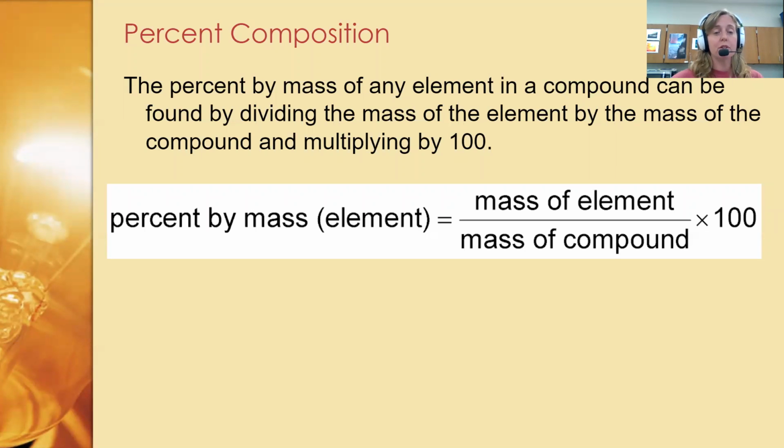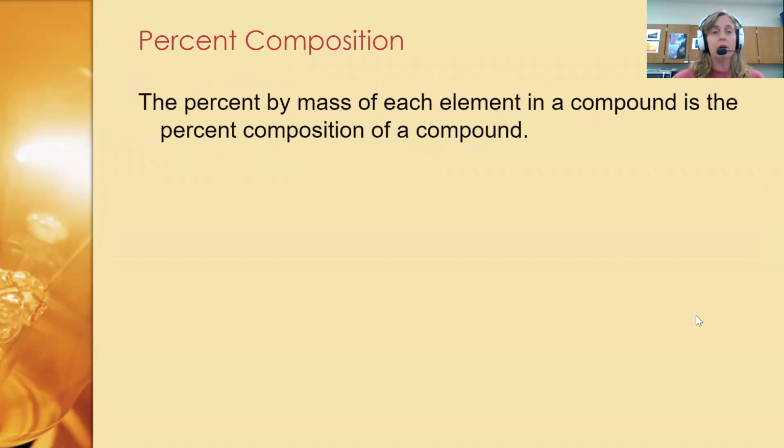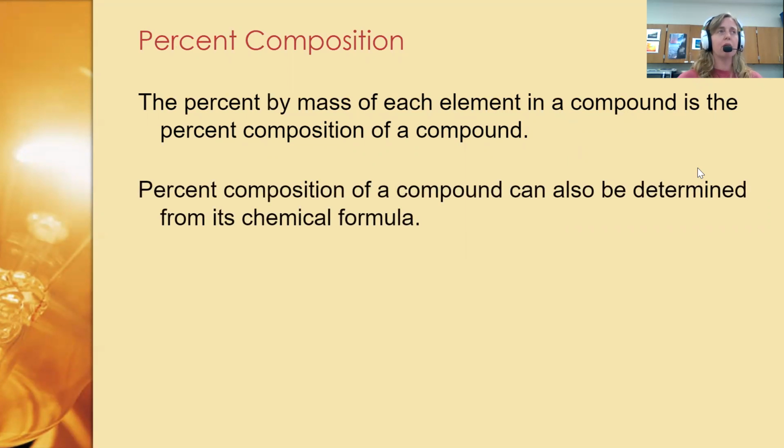In the next problem, let's look at that. Let's see if we can figure out what percent each element contributes to the overall mass of the compound. So percent by mass of each element in a compound is the percent composition of the compound. So it's talking about how much each individual element contributes to the overall mass of the compound.